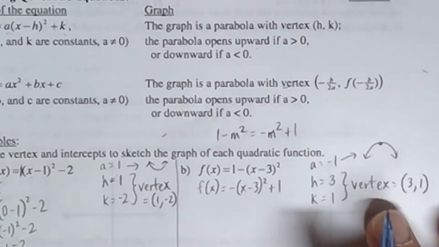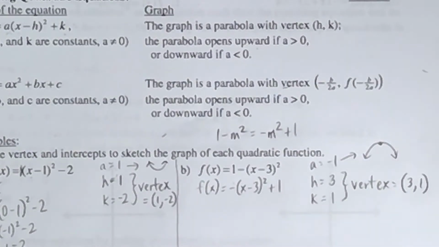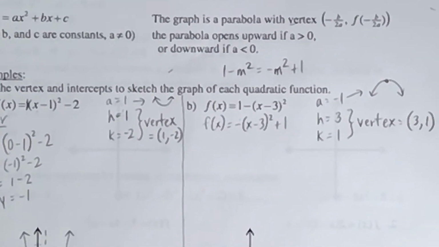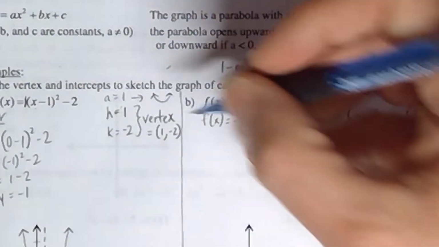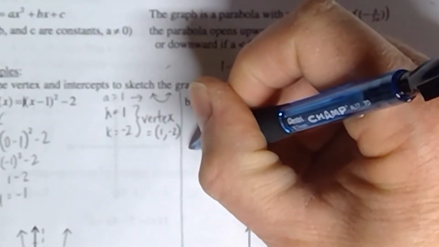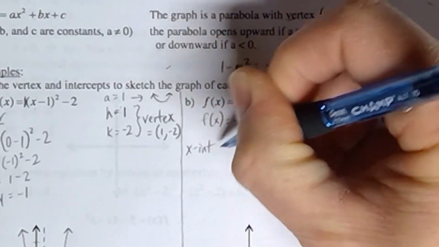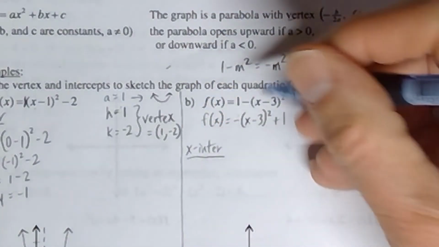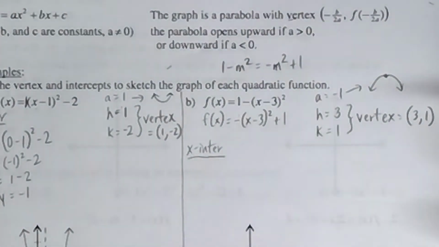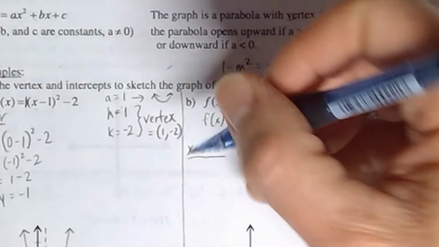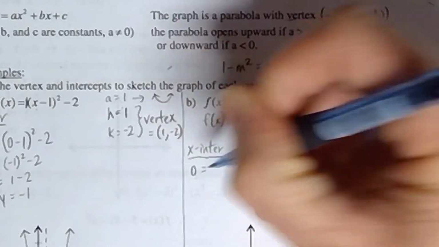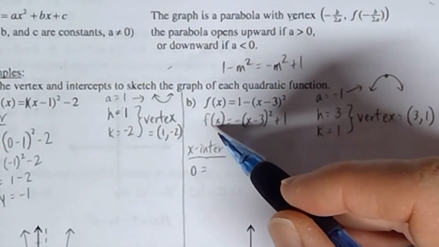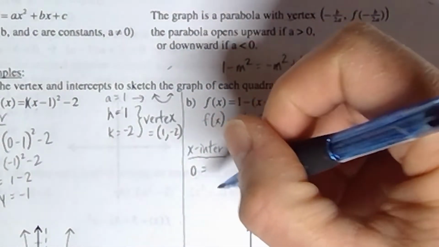So, now that I have my vertex, what are the other things I need? I need my X-intercept and my Y-intercept. X-intercepts, how do we find those again? We plug in y equal to 0. Okay, so that means that f of x becomes 0 right there. All right, because that's the same thing as y.